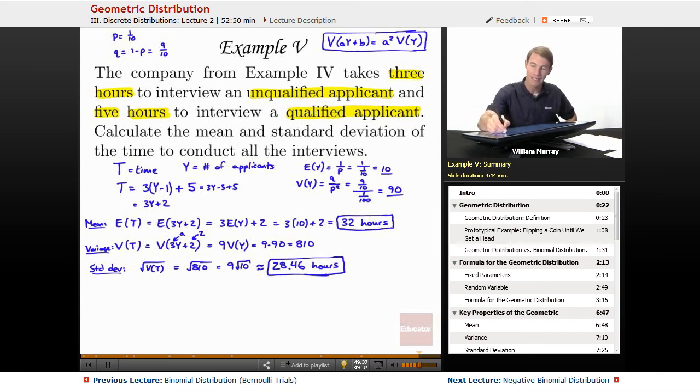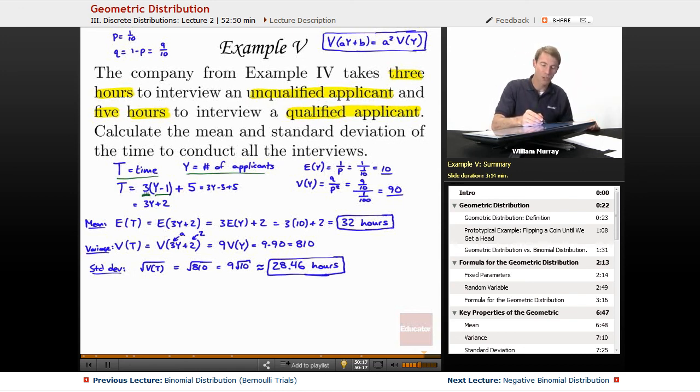So let me show you how I did that. This is probably one of the trickier problems here. What we wanted to do was write a formula for the amount of time it takes to conduct all the interviews. So think of Y as being the number of applicants and T is the time we spend on them. All the unqualified people that we speak to, we spend 3 hours each on them. Remember the last person we talk to is the person we hire. As soon as we find a good person, we hire her. So all the previous people were unqualified. So that's Y minus 1 people.